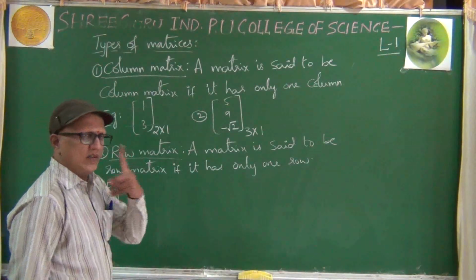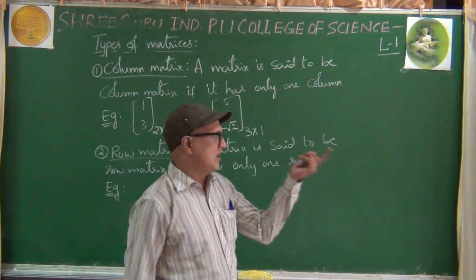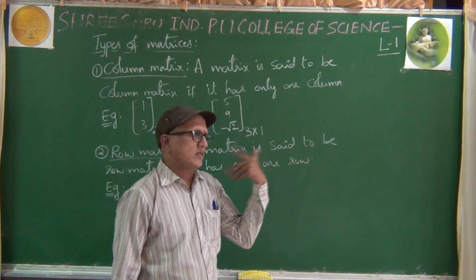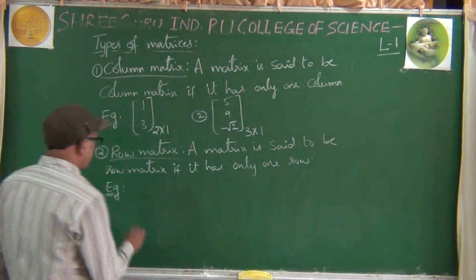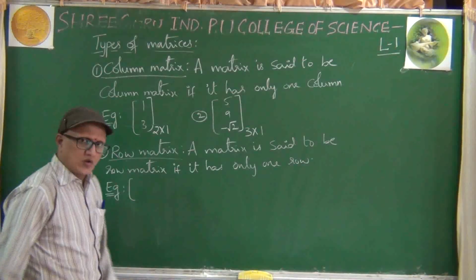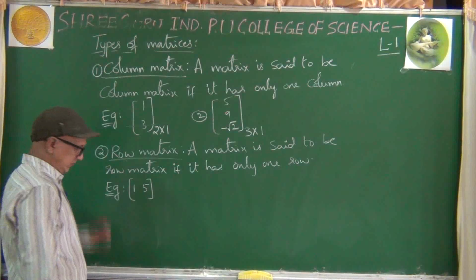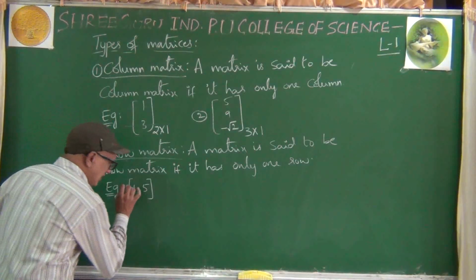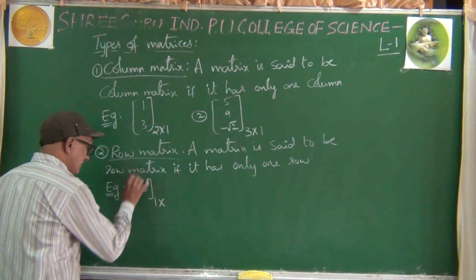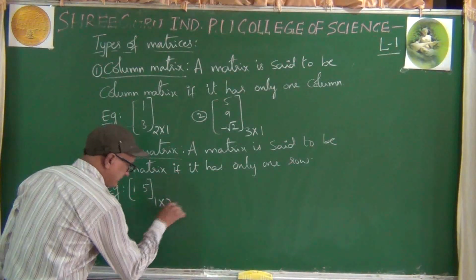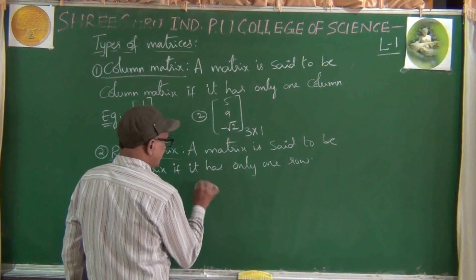Example. Row matrix, only one row. They did not tell anything about columns. For one column, 2 columns, 3, 4, 5, no problem at all. So only one row should be there. 1, 5. How many rows are there? Only one row. How many columns are there? First column, second column. It is 1 by 2.